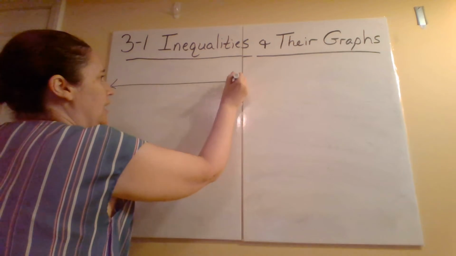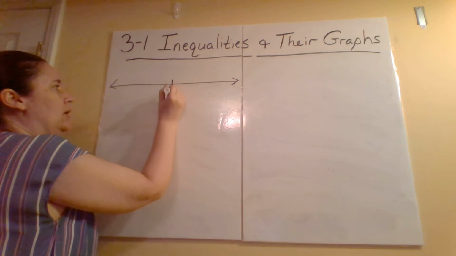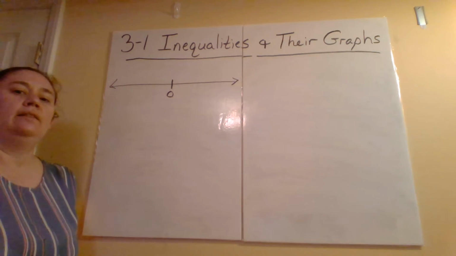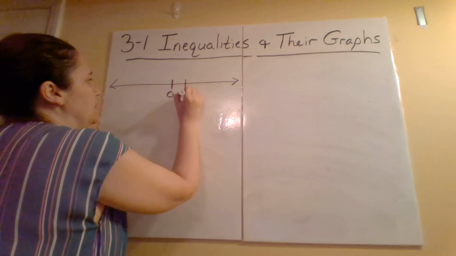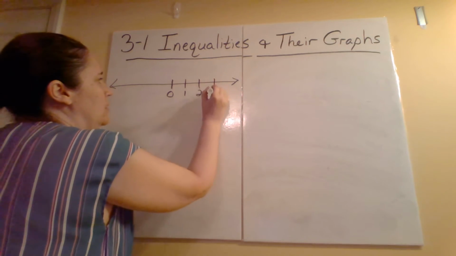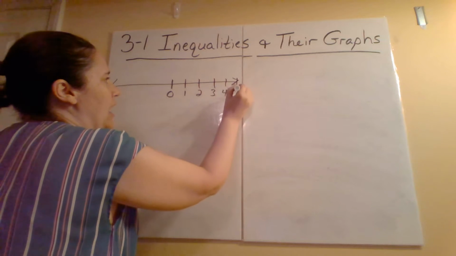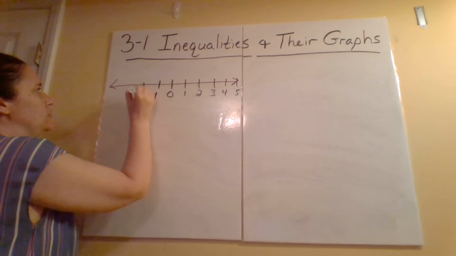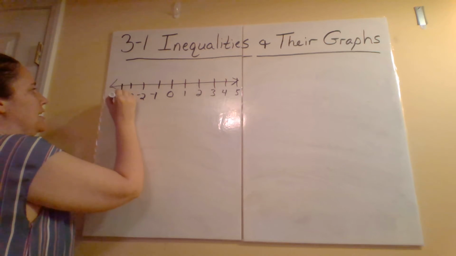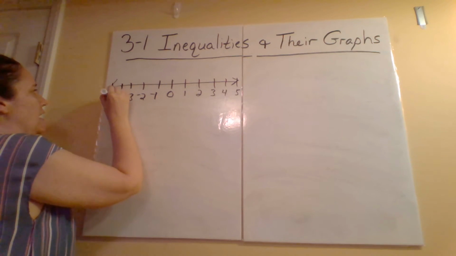Here's a number line. Let's put 0 right in the middle. And let's put some numbers on it. Let's go up to 5 in each direction. 1, 2, 3, 4, 5. And down here, -1, -2, -3, -4, -5.